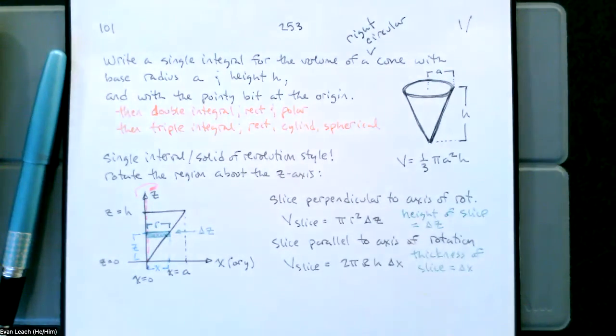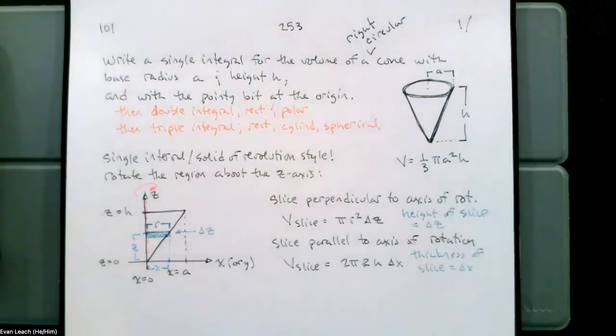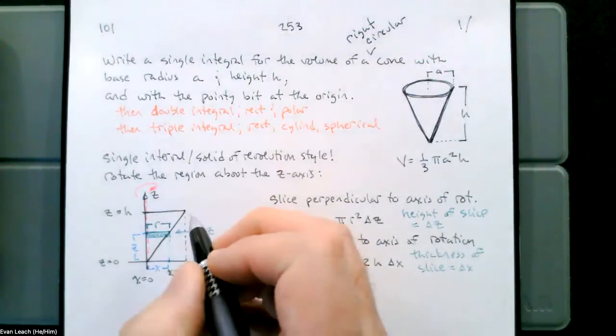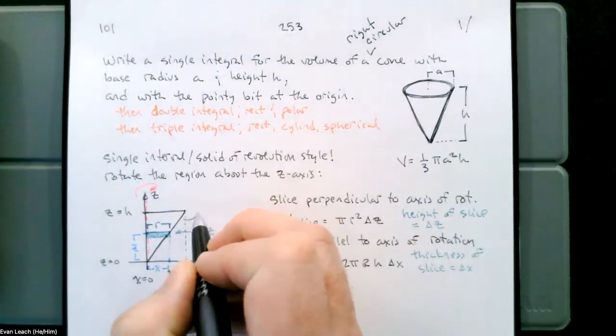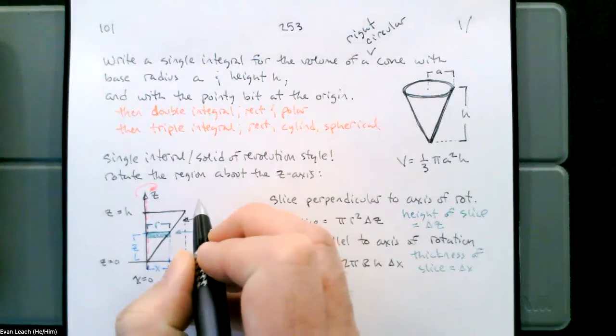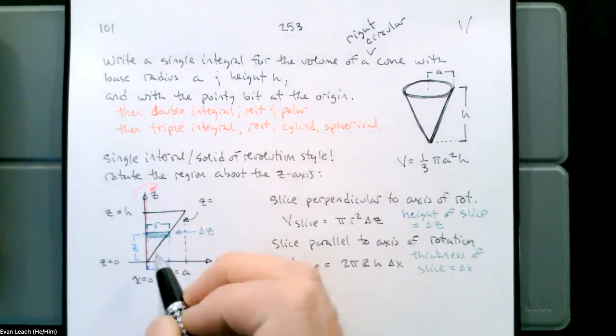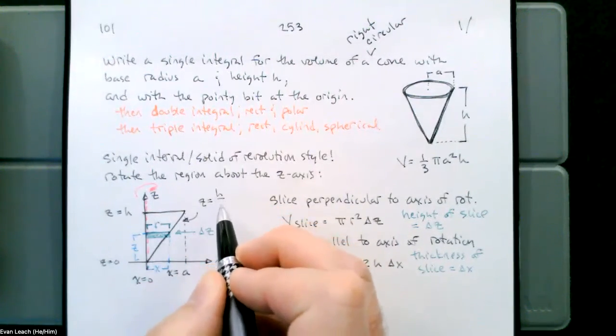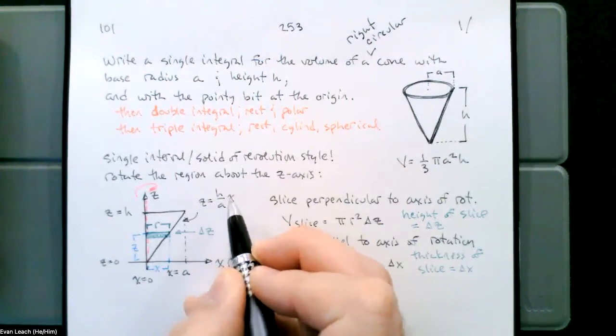So we can see that R is just equal to X. But that's not helpful. This is a delta Z problem. I need to translate X into a function of Z. So I'm going to look at this line that's making this triangle and say this is the line. Z equals, let's see, rise is H, run is A, H over A times X.